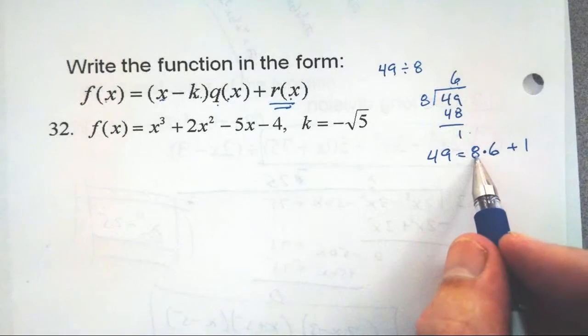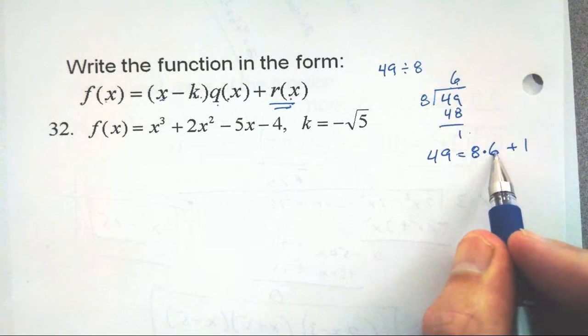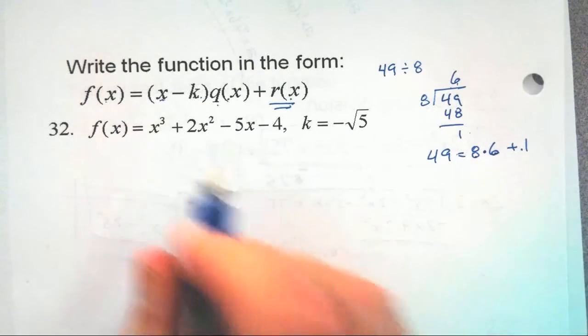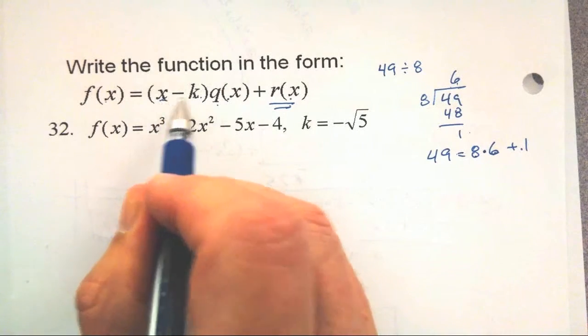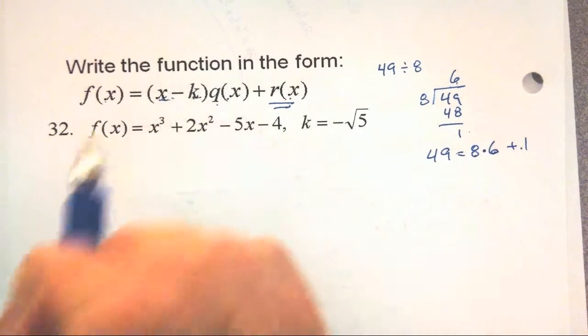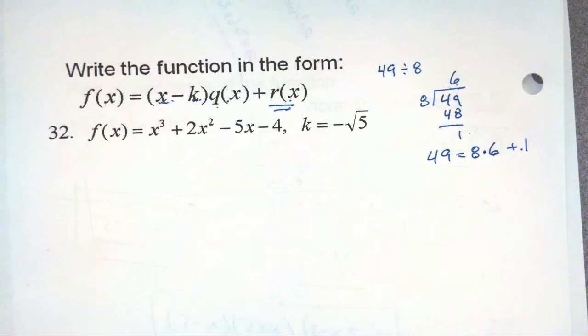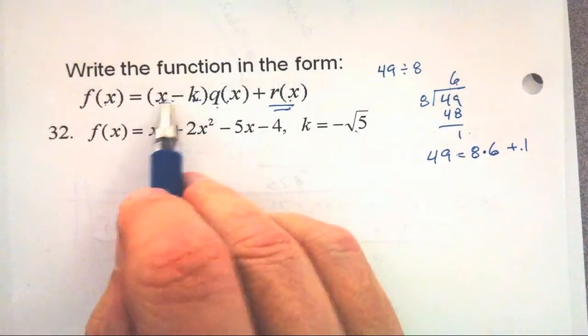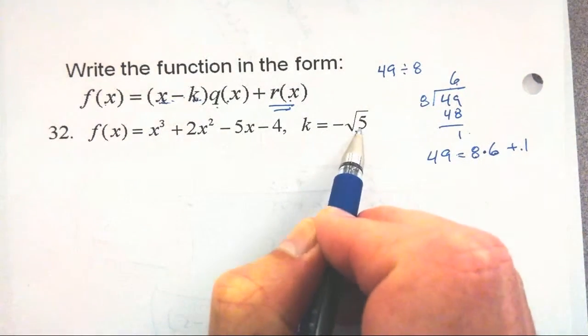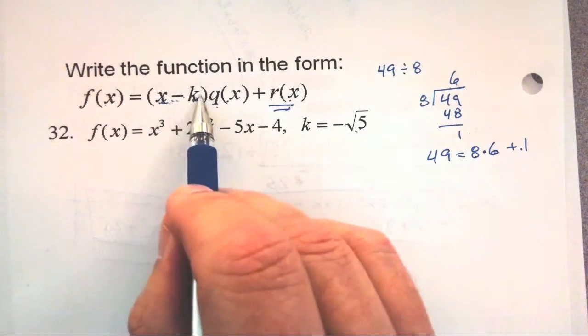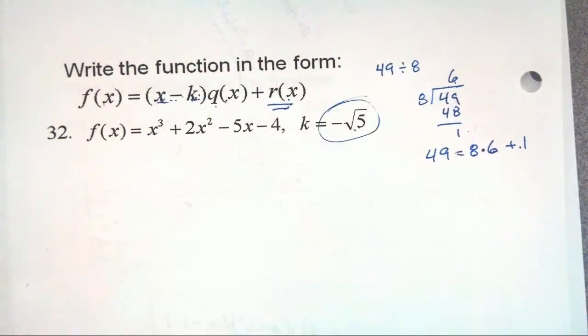So 8 is what I was dividing by. 6 is the answer I get, plus 1 is the remainder. This is like dividing by x minus k, basically. That's what we're doing here. So that's x minus k. K is negative root 5. Notice that would make this x plus root 5, and my x-value is negative root 5.